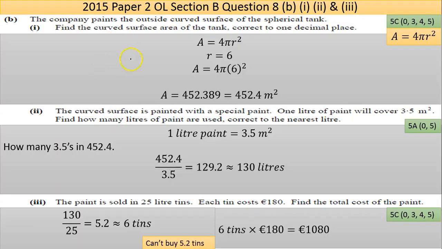So we write our formula. Now the answer's here. So I've written down my formula. I've written out what information I have. The radius is still 6. I'm going to take a bit of time to say this.